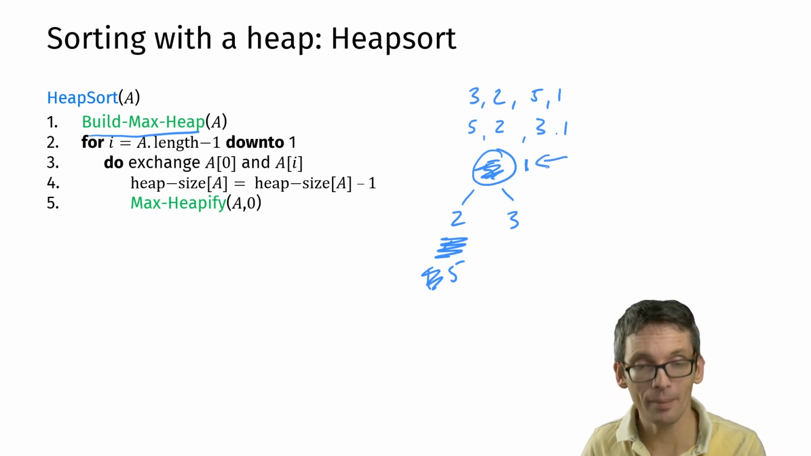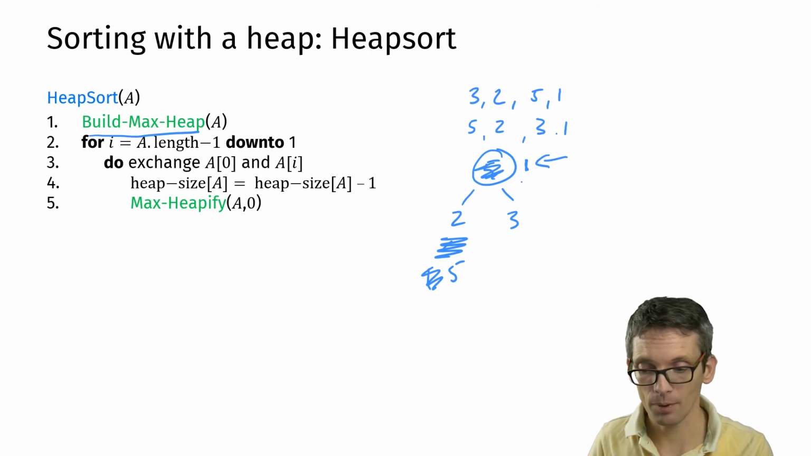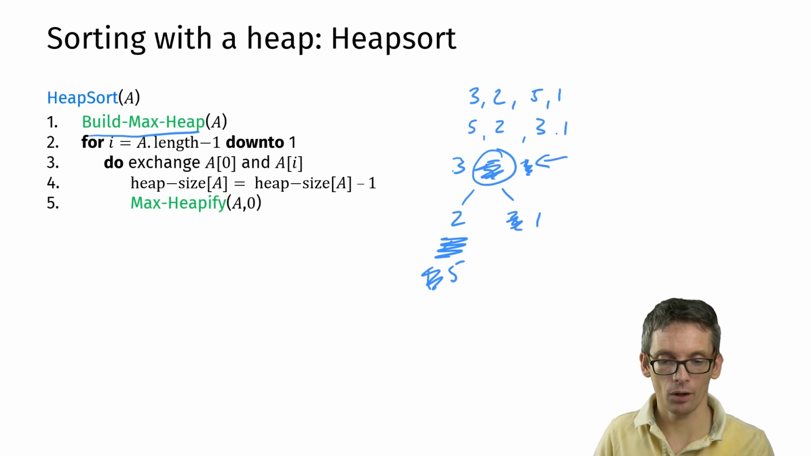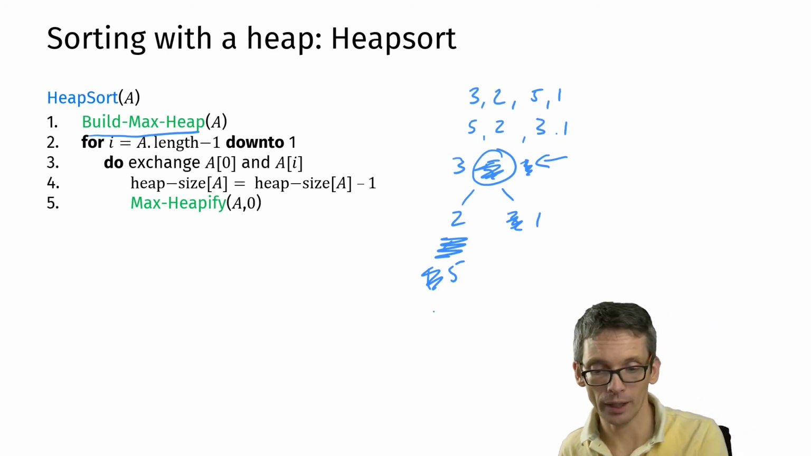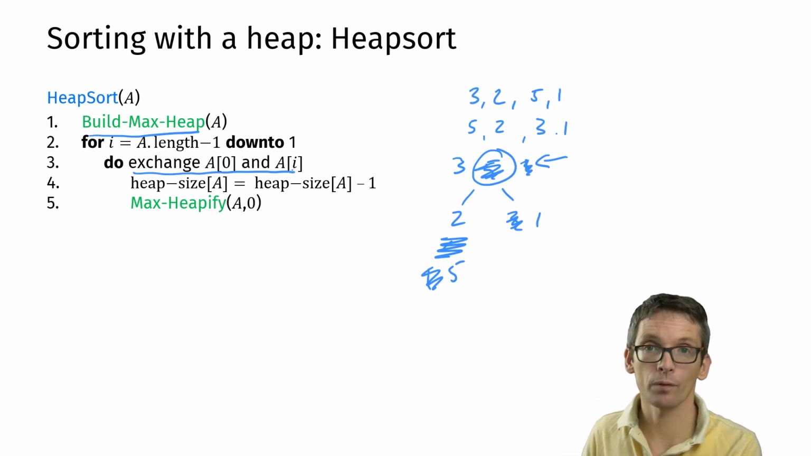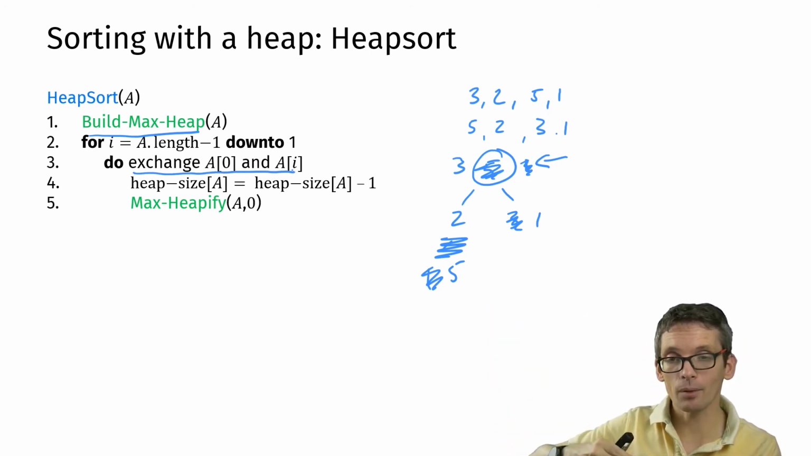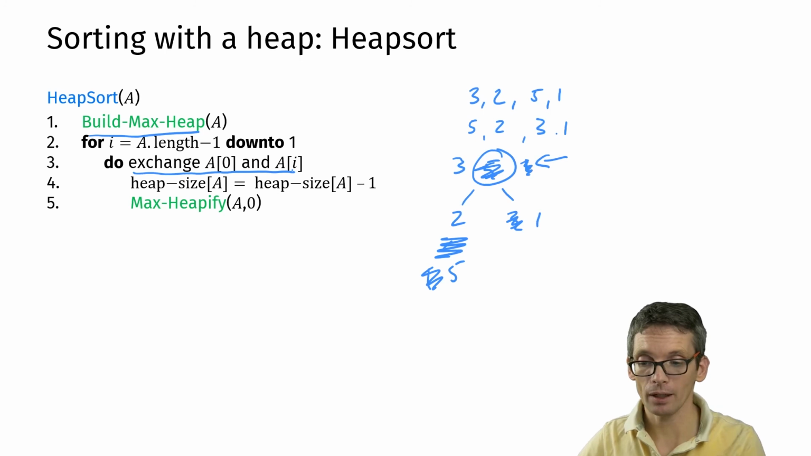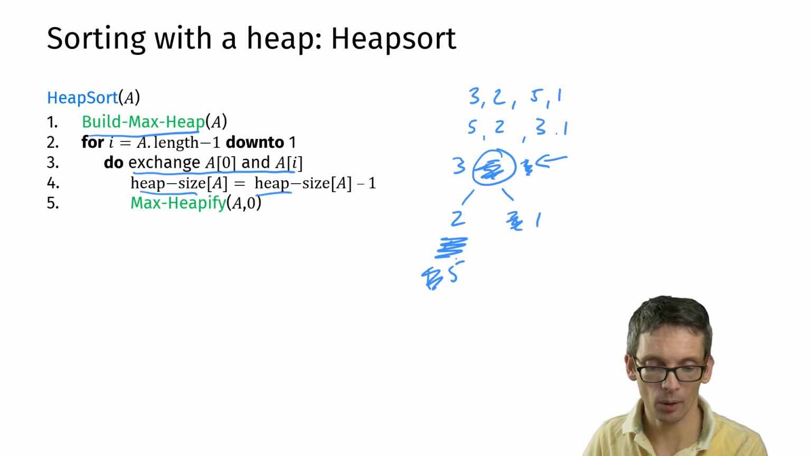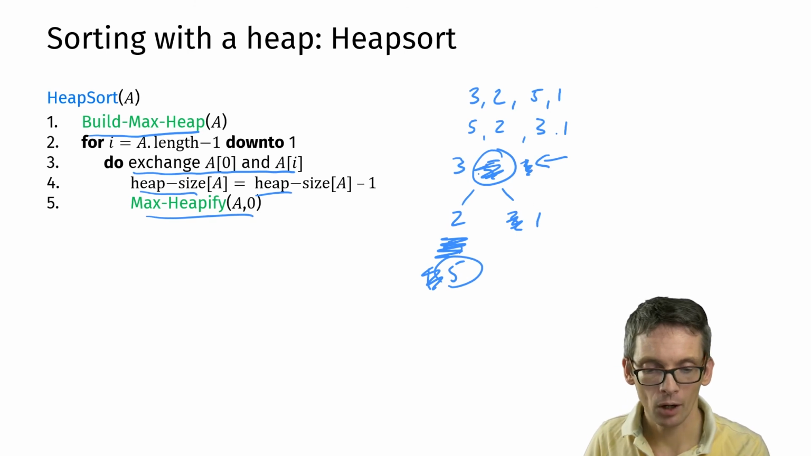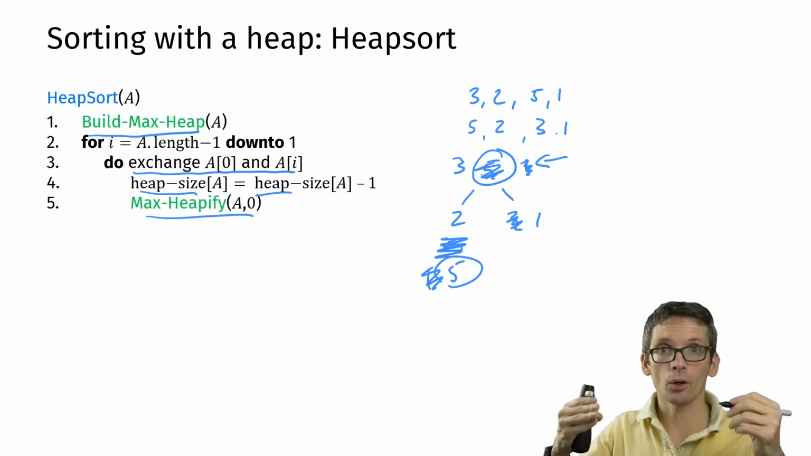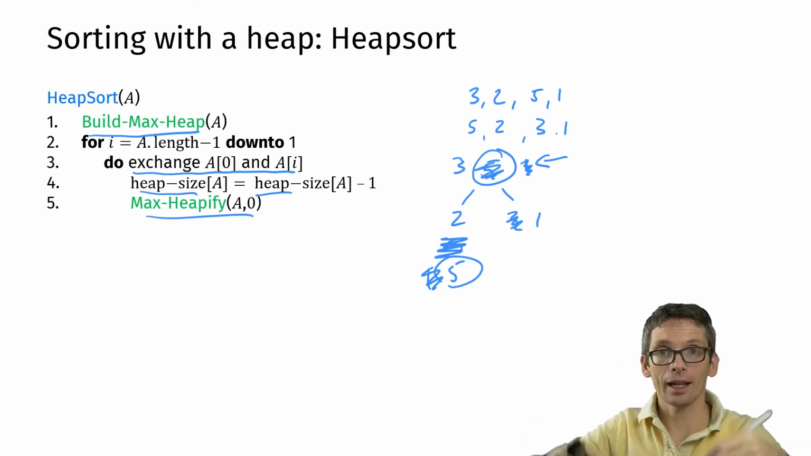So I have to call Max-Heapify. Max-Heapify will move the 1 down here. So I will have this now: 3, 2, 1, 5. So let's look at what I did here. I swapped the first element with the last element to get the maximum to the end. I reduced the heap size by 1, so I ignored the 5 from now on and called Max-Heapify on the root. And I do this now again and again and again.